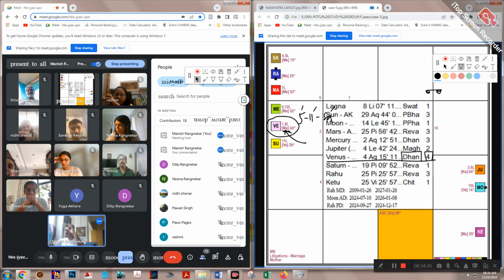Now, just to do some brainstorming, this one, Dinky, tell me, Mars rules over which houses in this chart? In this chart, Mars rules over which all houses?